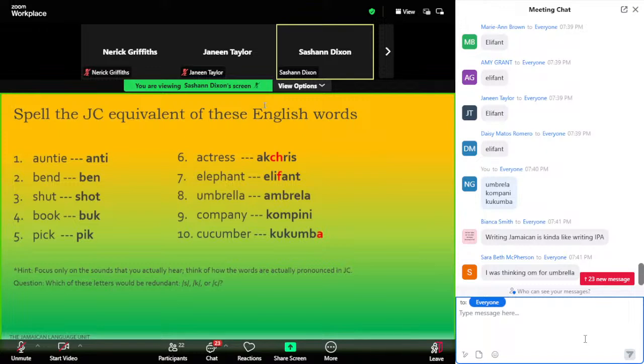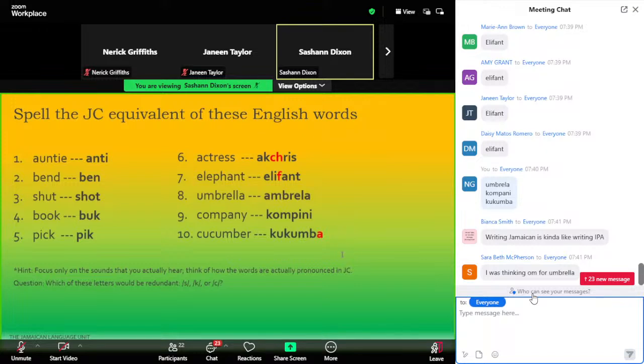Sarah says, I was thinking for umbrella. That's possible. I will take that. And you will realize that as we go through, there are some words that might vary in pronunciation for different Jamaican speakers. So I will take that one for umbrella.